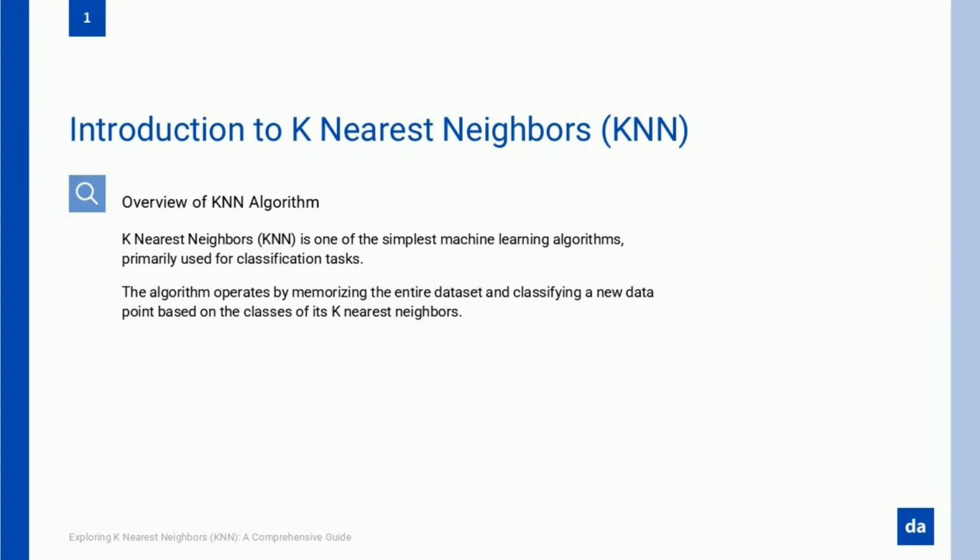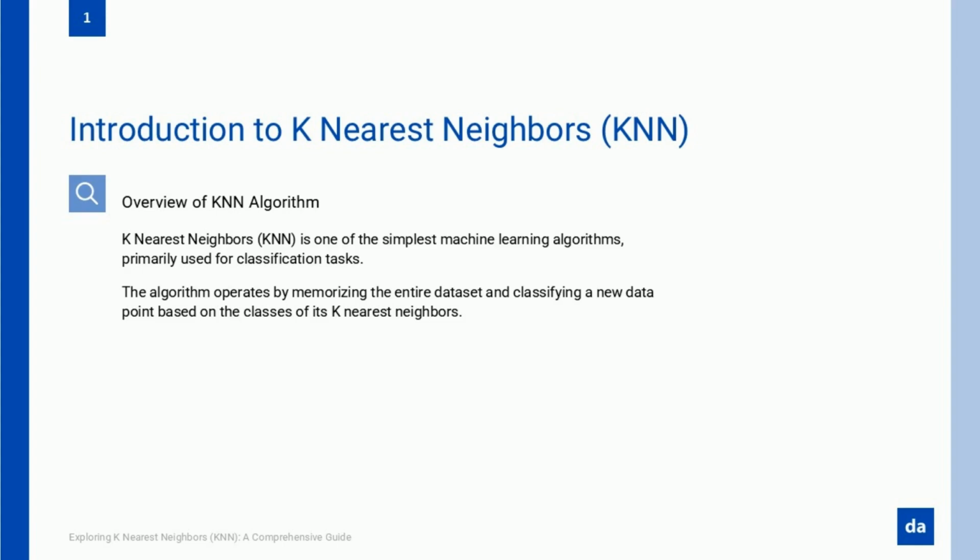Take a new data point. Measure the distance to all other points in the dataset. Find the k nearest neighbors, for example, the 3 closest. See which class appears the most and assign that label to the new point.